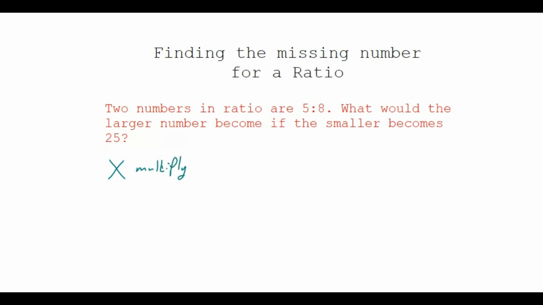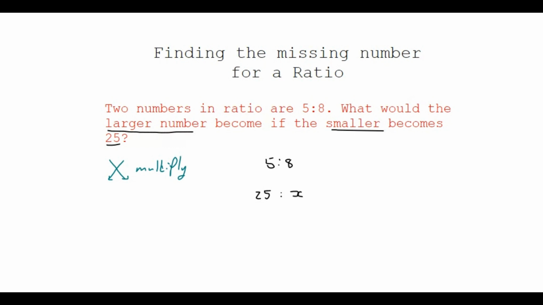Alright, and now to not confuse you, just put arrows on your cross multiply. Okay, let's take a peek. We have the ratio 5 to 8. Now let's write the new ratio below that. So the smaller number becomes 25. So 5 becomes 25. And they want to know what the larger number will become. So 8 becomes an unknown x.